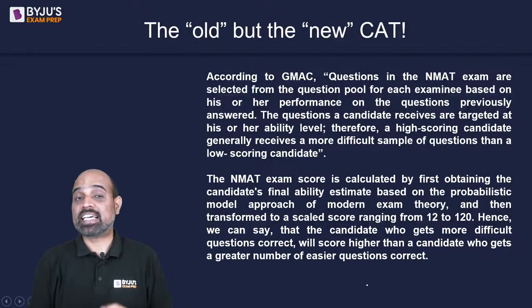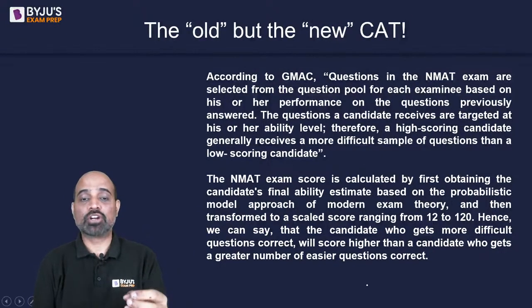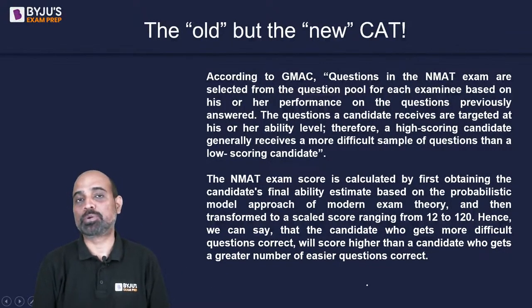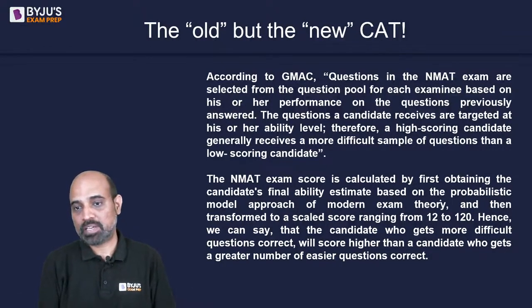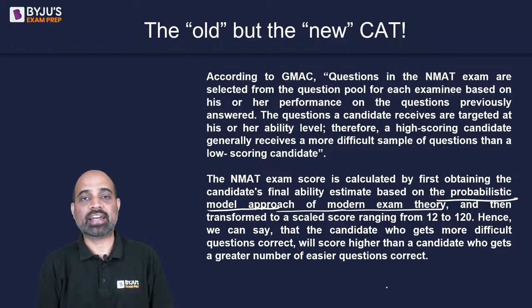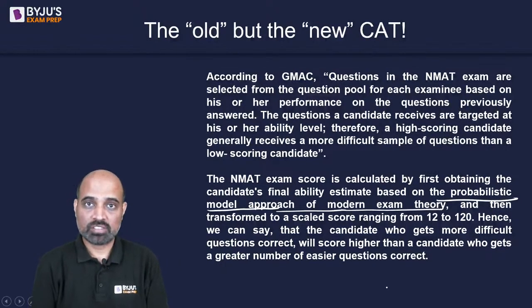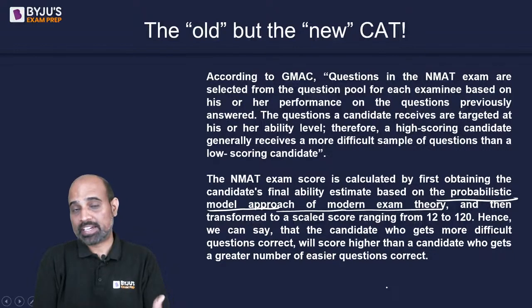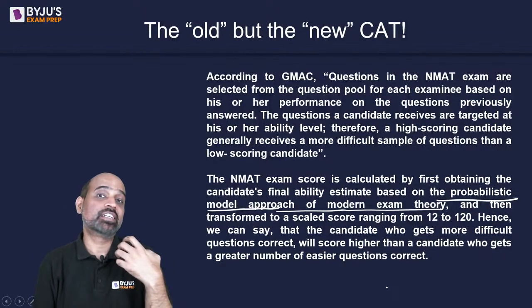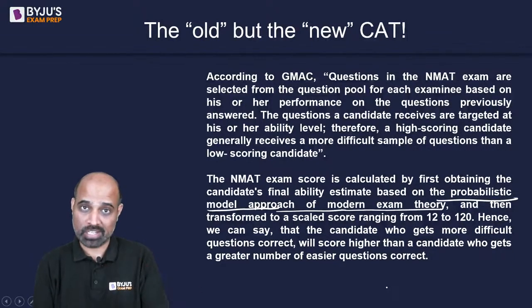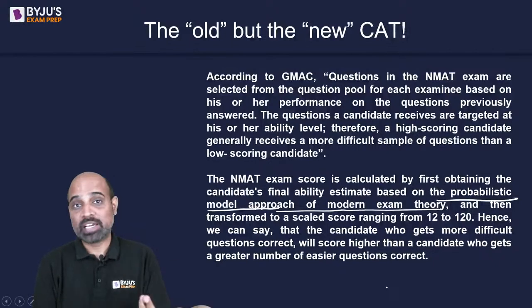Now, the NMAT exam score, how is it calculated? It is calculated by first obtaining the candidate's final ability estimate based on the probabilistic model approach of modern exam theory. Now, this may look like a probability problem, and it is, and it's a very complicated engine. It is such a complicated computer software behind it that nobody can replicate it.